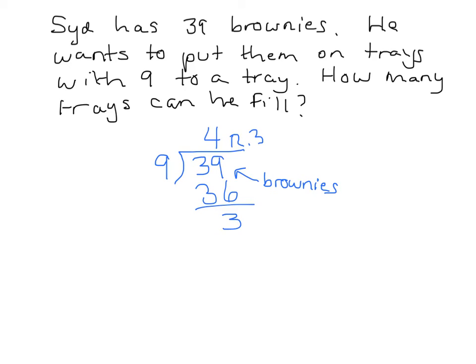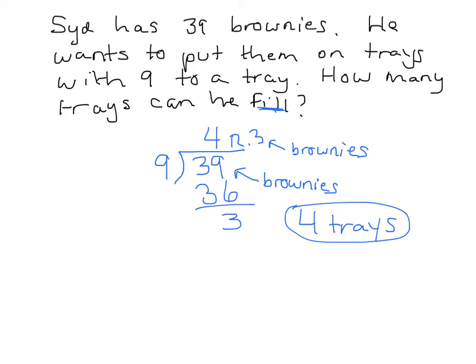So if I'm dividing brownies, there's brownies left over. Now I have to look at the question and decide, is it a problem if there's 3 brownies left over? Sid has 39 brownies. He wants to put them on trays with 9 to a tray. How many trays can he fill? So we just want to fill the trays. It's perfectly fine if there's 3 brownies left over. So Sid can fill 4 trays.